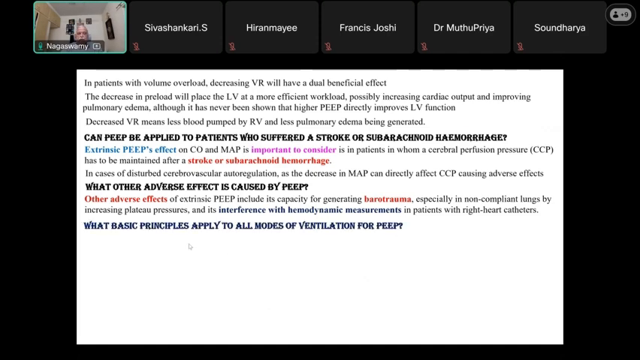And what basic principles apply to all modes of ventilation where PEEP is used? What are the precautions or the steps you have to follow if you are planning to use PEEP to improve the oxygenation in a mechanically ventilated patient? That is the correct wording of the question.